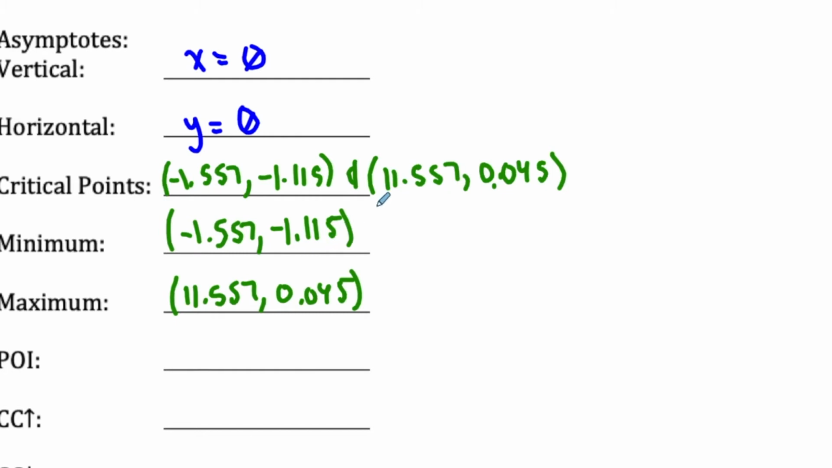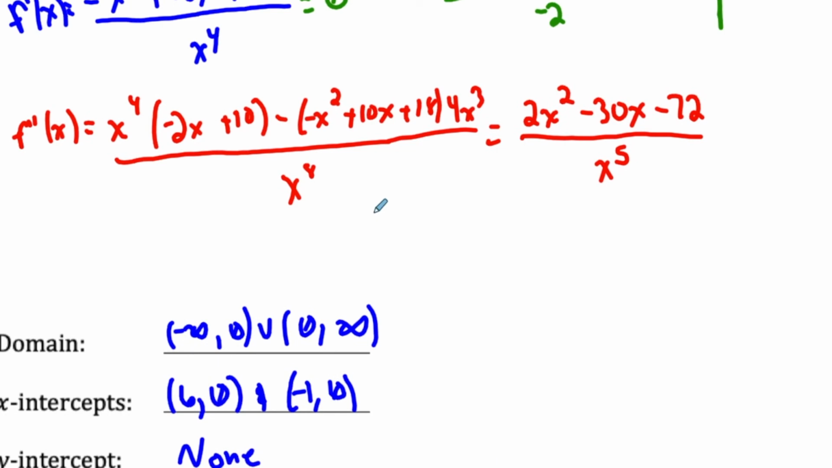So point of inflection. If we come up here, again, use your quadratic formula here for the numerator. Let's plug that in. We get negative b, so 30 plus or minus the square root of b squared, so 900 minus 4 times a times c.